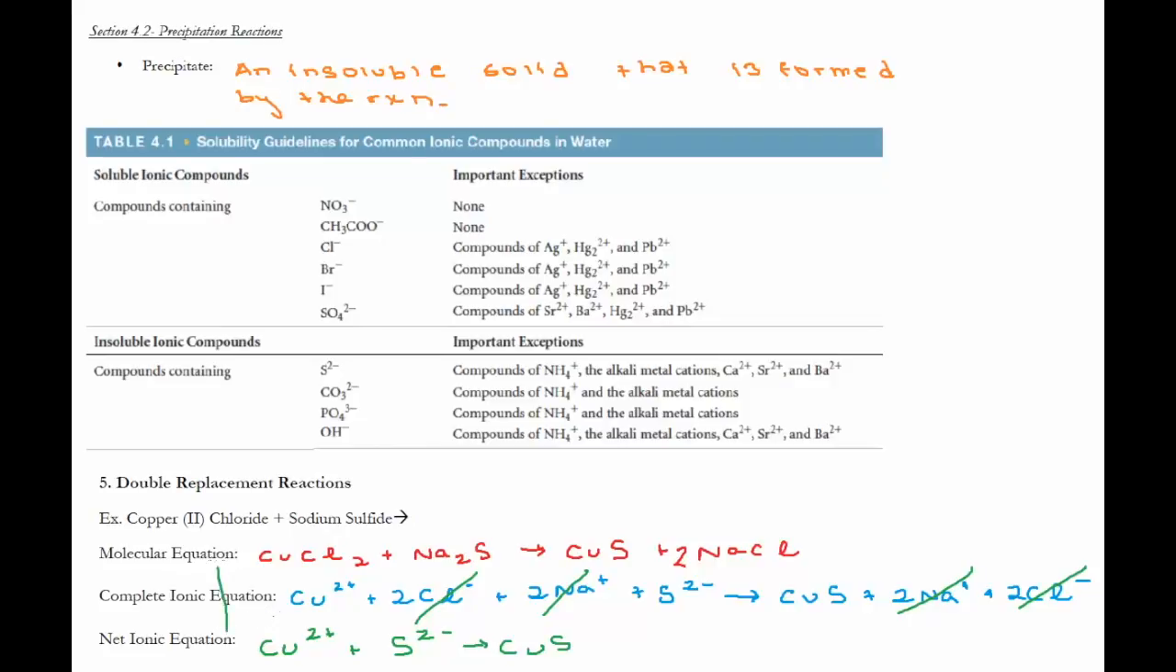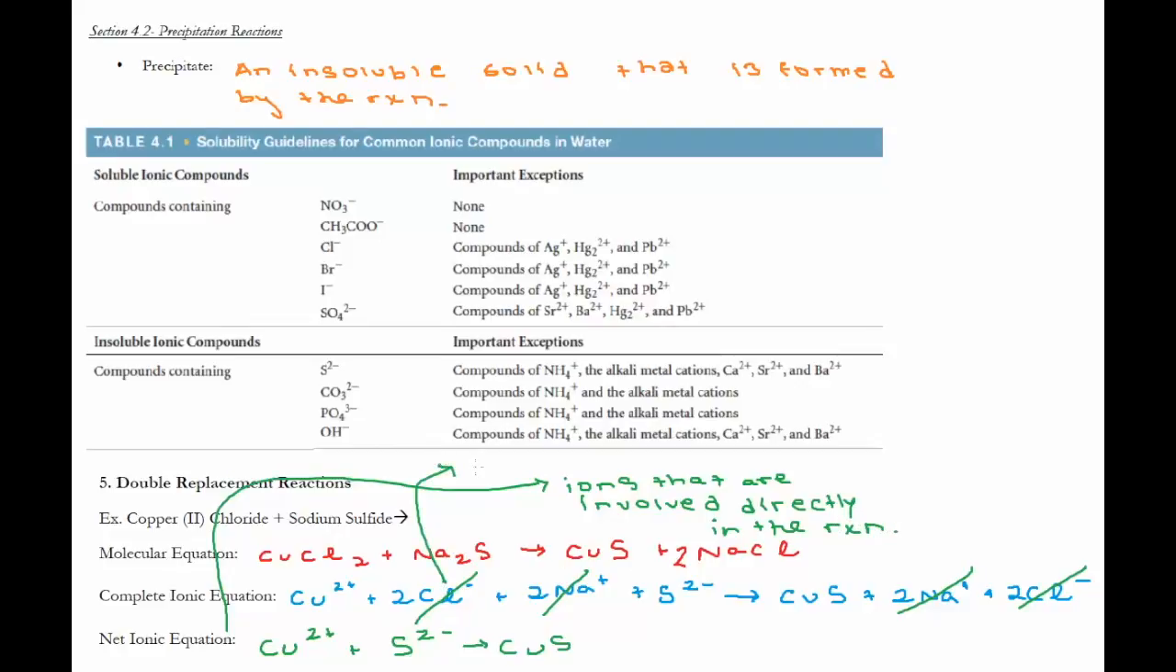So keep in mind that your net ionic equation shows you the ions that are involved directly in the reaction. Okay? The ions that are not directly involved, the ones that you cancel out, those are called your spectator ions, because while they're dissolved in the solution, they don't actually play a direct role in the reaction itself.